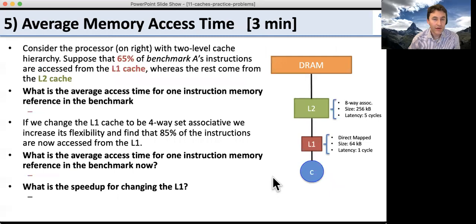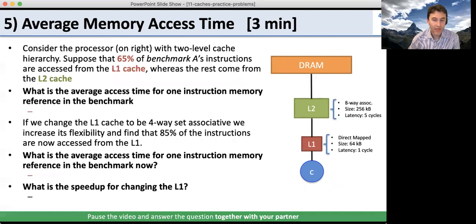Okay, let's take a look at calculating the average memory access time. So go ahead, read the problem, and see if you can answer it together with your partner.